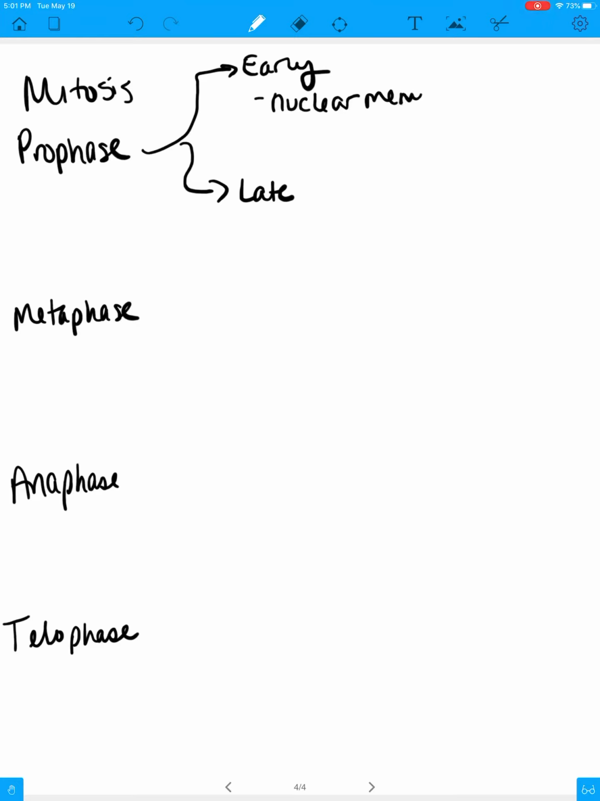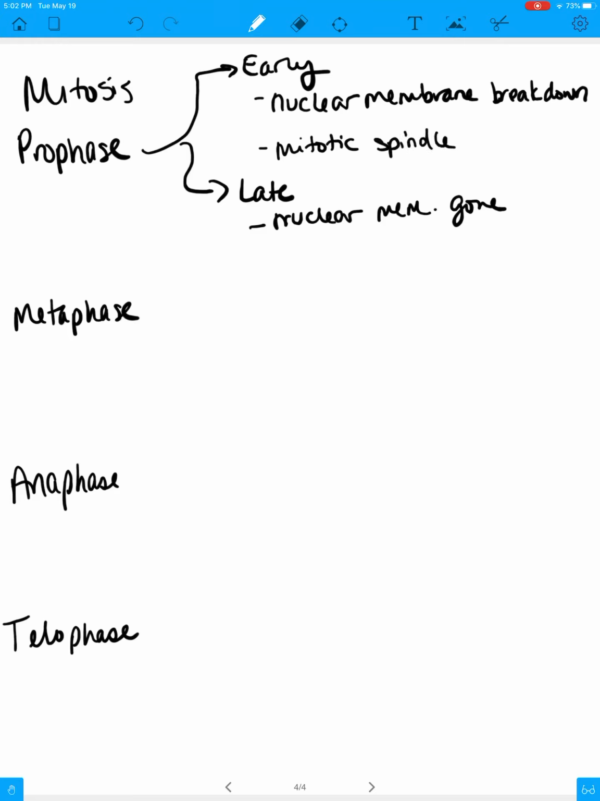So the nuclear membrane will start to break down, and sometimes they call this the nuclear envelope. That would be the same thing. Whereas in the late stage of prophase, the nuclear membrane is gone. It is totally broken down. We are going to be forming what's called a mitotic spindle. That will start to form in early prophase and will be completed in late prophase. So the nuclear membrane breaks down, and the mitotic spindle has formed.